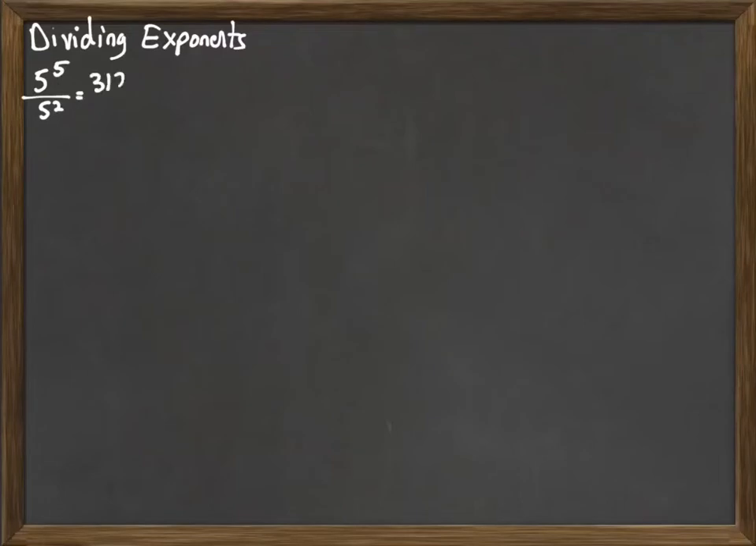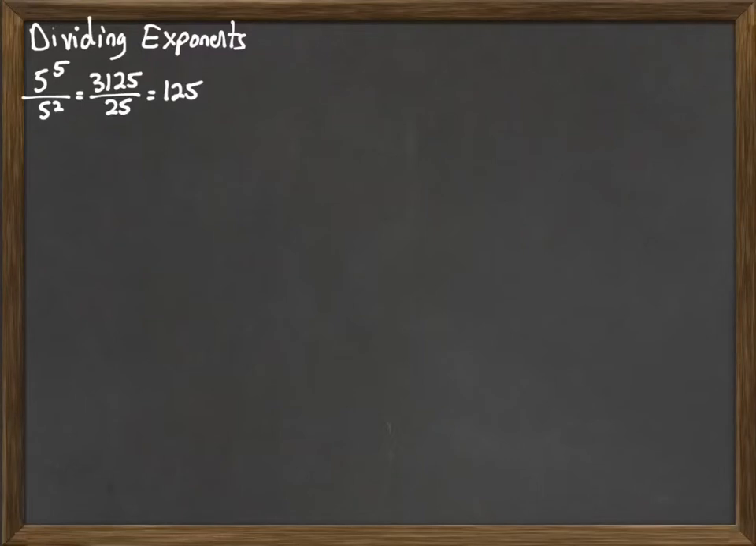And we could work out 5 to the 5th. 5 to the 5th is 3,125. We could also, in the bottom, work out 5 to the 2nd. It's 5 times 5, that's 25. And then we want to simplify this expression. So we can just punch into a calculator 3125 divided by 25. We get the answer 125.